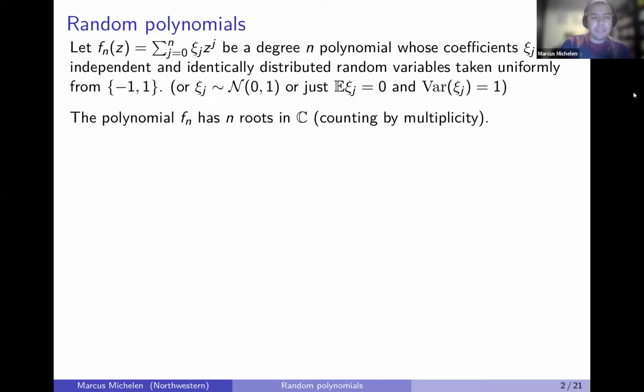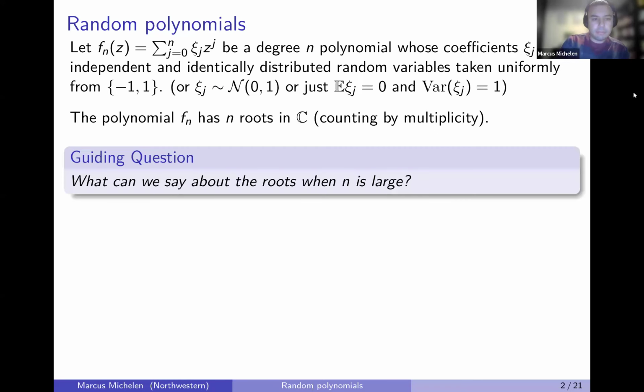So this polynomial is degree n, so it has n roots in the complex numbers, counting by multiplicity. Some of them might be real, because my coefficients here are real, but in general, I'm going to be thinking about these n roots in the complex numbers. And the guiding question is, what can we say about them?